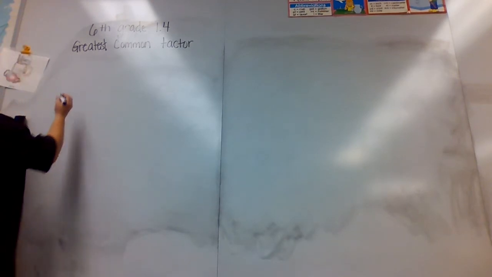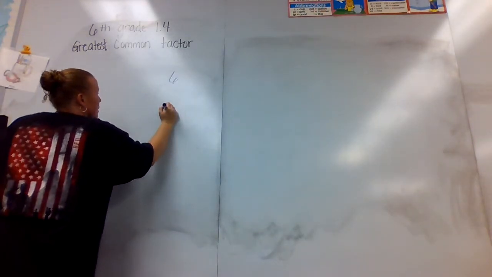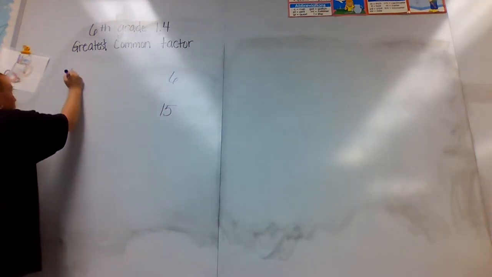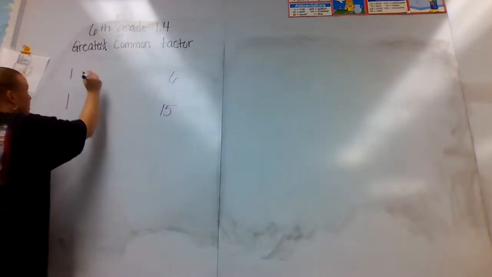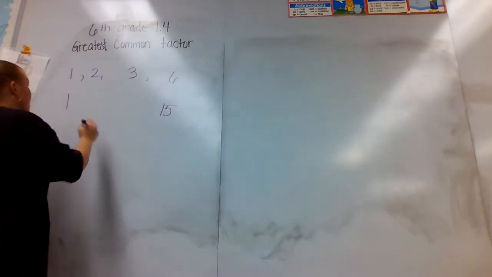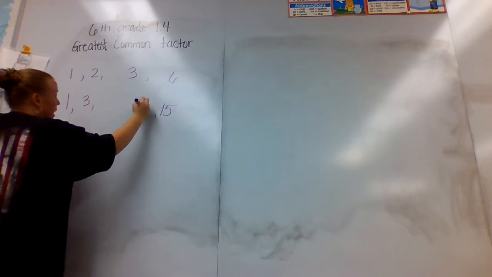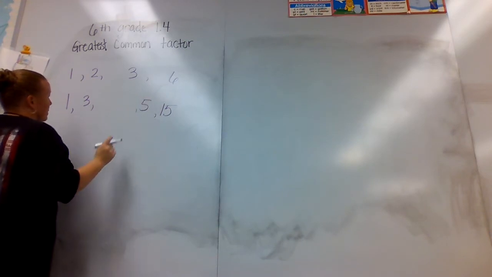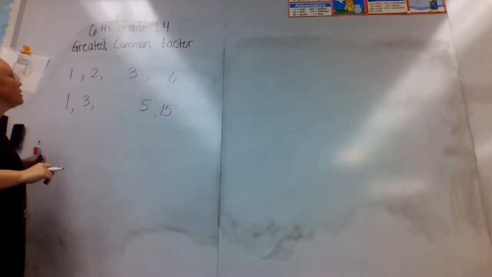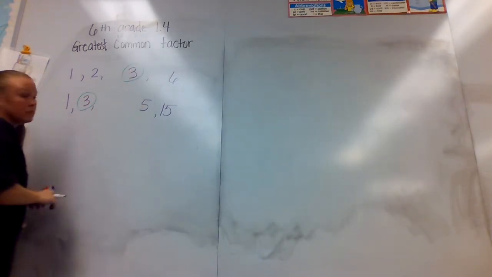All right. 6 and 15. Oh, again, I should have started at the other end. Okay. 6 and 15. Okay. And we know that 1 times each one of those. Okay. 1 times 6 and 2 times 3. That's going to be it. Okay. 15 is not an even number. 2 is not going to go in. 3 times 5. And I think that's it. Okay. So, biggest number they have in common, 3. Done.